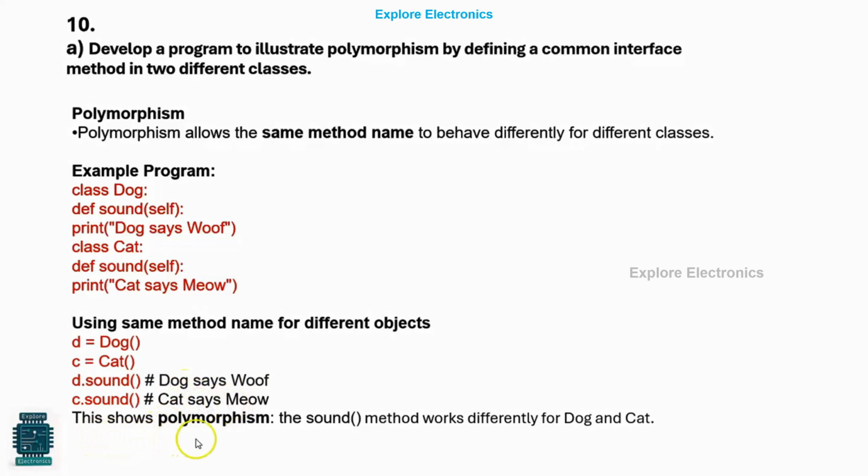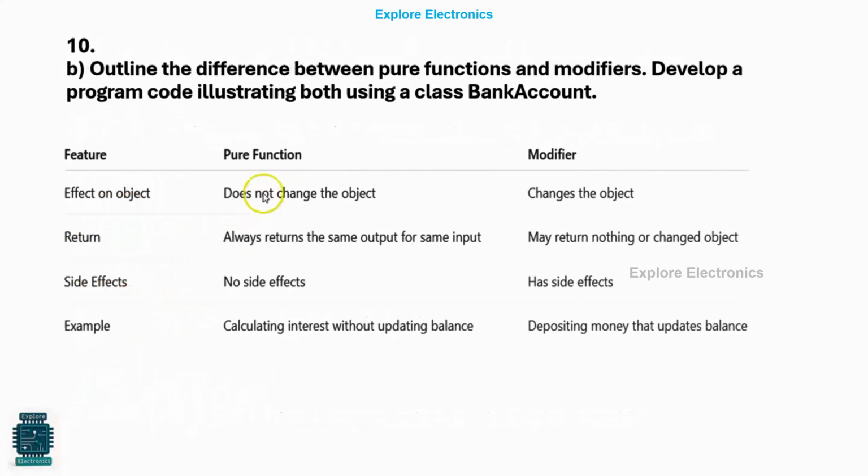Here this shows polymorphism, which means the sound method works differently for dog and cat. The sound is the same, but the method I'm using, cat sound is different, the dog sound is also different. That's why the sound method works differently for dog and cat. I think you understood. Let us move to the next question.